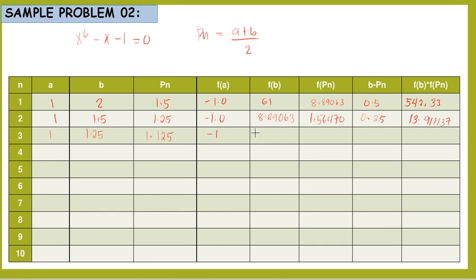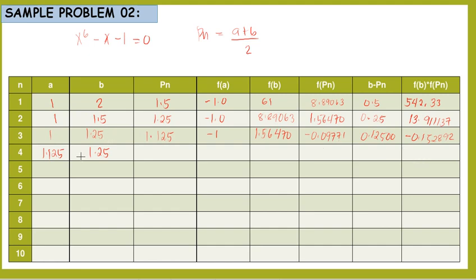Negative 1 pa rin yung function of A natin. This is 1.56470. Yung FPN natin is negative 0.09771. And then we have here 0.12500. And then we have here negative 0.152892. Okay, so negative yung nakuha natin dito. So, yung next interval, ang value ng A natin is yung value ng Pn, that is 1.125. And then, the same yung value natin ng B. Okay? And then, the same process, you just have to solve Pn, function of A, function of P, function of Pn, B minus Pn, and the function, product of function of P multiplied by the function of Pn.